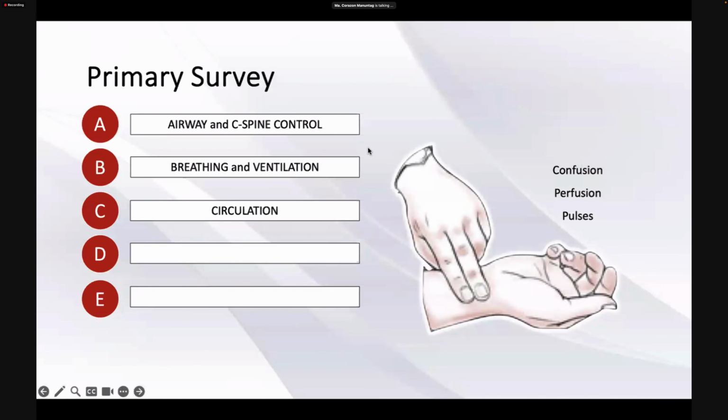So for your circulation, you check for confusion, perfusion, and pulses. This is not always known by examinees, but essentially, based on your confusion, perfusion, and pulses, you get an idea whether your patient is in shock, or what kind of shock your patient is already in. So, subtle signs, but clinically, there are already markers of shock for your patient.